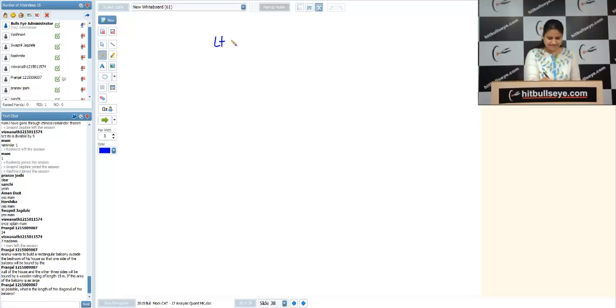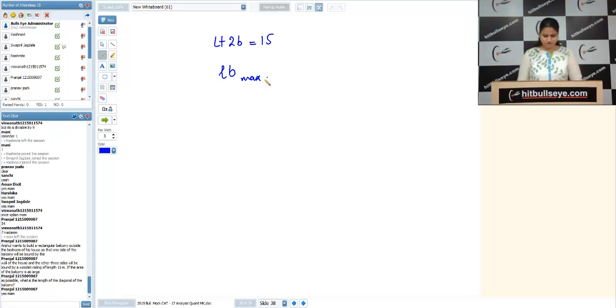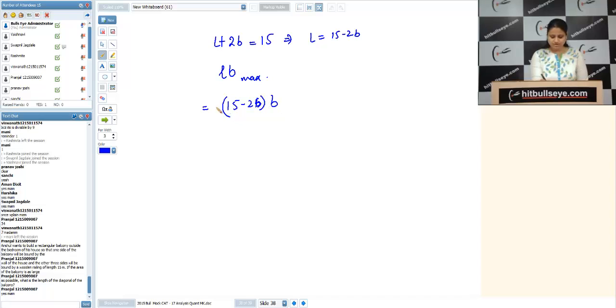So if I take length plus twice of b, the perimeter should be 15 here. What is the area? This is L into b. We want to maximize this area. Pranjal, are you comfortable in applying differentiation? I mean derivatives? Yes, if you are, I'm just taking L as 15 minus 2b. So I'm putting values.